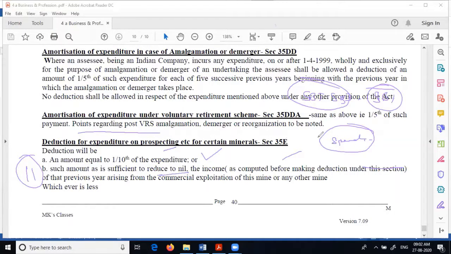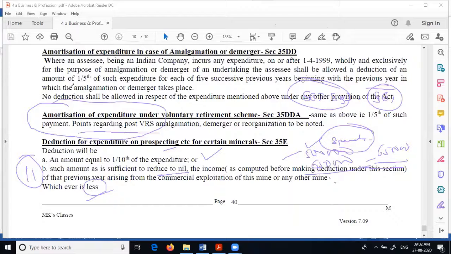It will be reduced maximum. Suppose your income is 5 lakhs and your expenditure is 65 lakhs. You will not get a minus out of it. You will be limited to that income. 1/10 only. That means 65 lakhs you have spent, 1/10 is coming to 6 lakh 50, but your income is 5 lakh. The deduction will be limited to 5 lakh only. That's whichever is less. So that finishes one part of it. We will discuss problems relating to voluntary retirement in the next class.